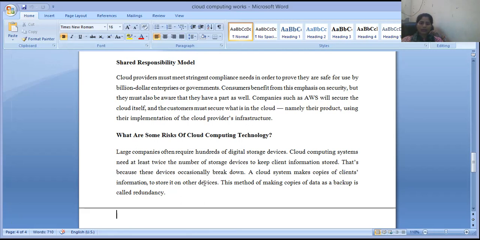Okay, so I have discussed how cloud computing works. So this is all. Now we will discuss the next topic.